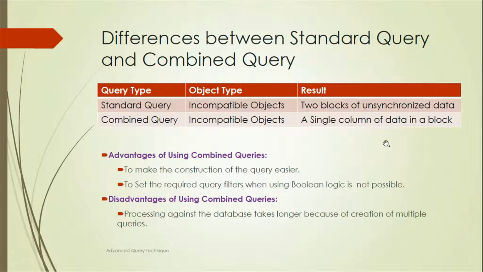So what are the advantages of using combined queries? The first one is to make the construction of the query easier. The second one is to set the required query filters when using Boolean logic is not possible. And the only disadvantage of using combined queries is the processing time. It takes longer because of the creation of multiple queries. So there are multiple queries we need to create, and it may take longer to process or to retrieve the data. That is the one disadvantage of combined queries.